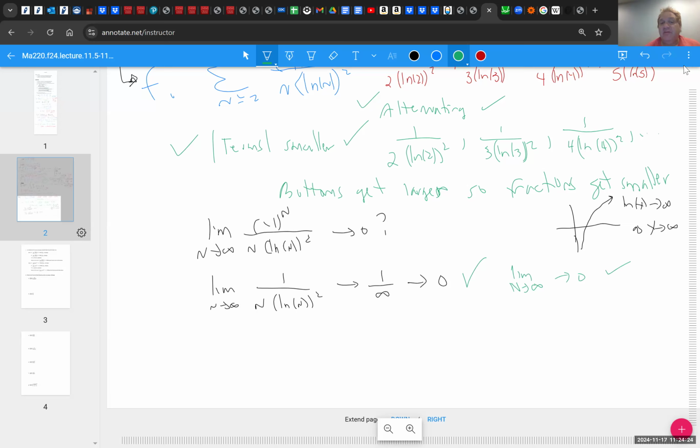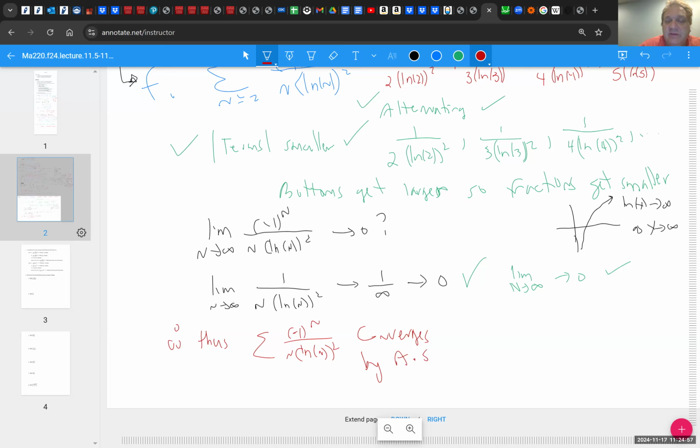So we know it alternates, we know it decreases, the terms get smaller, and we know it has a sequence that goes to 0. So we now know that our series, the three little dots being the symbol for "thus," our series the sum of (-1)^n over n (ln n)^2 converges. Yay, converges. And it converges by the alternating series test.